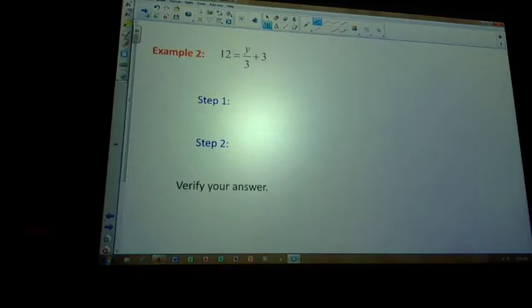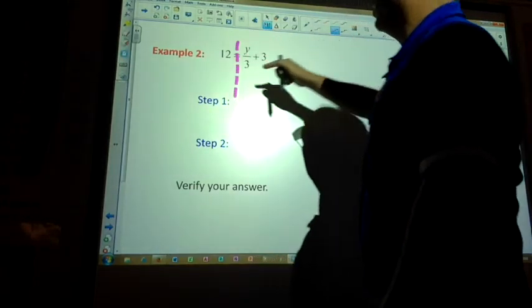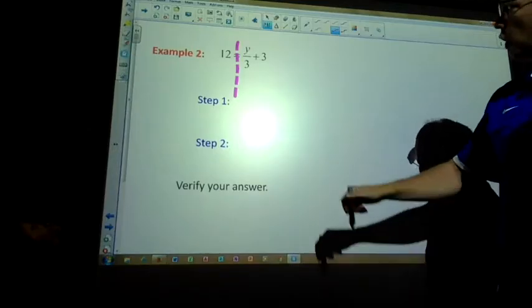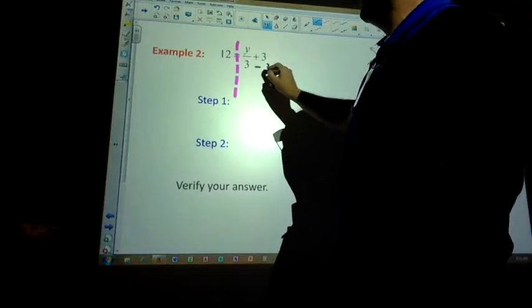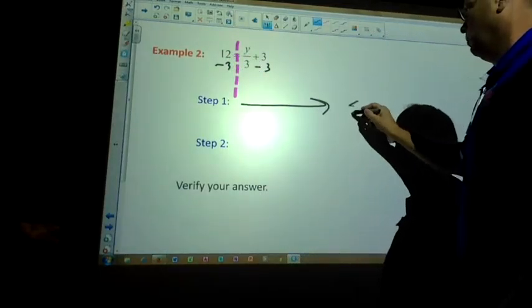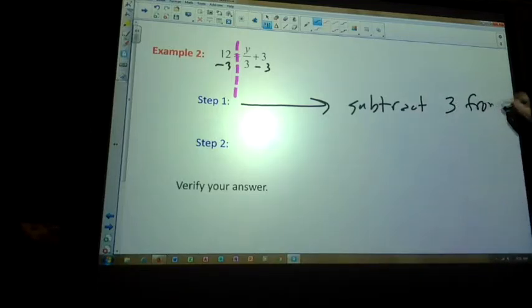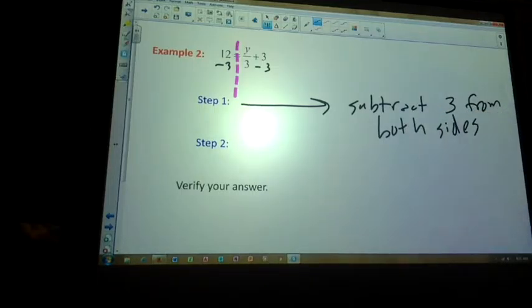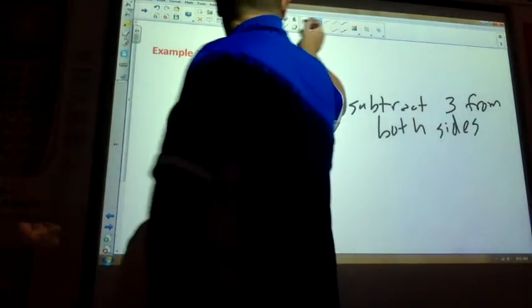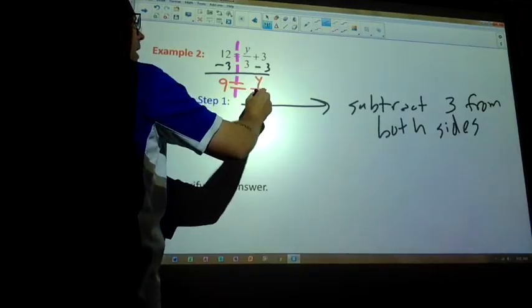Okay. Example number 2. Let's see. Hang on. Let's do this and we'll fill it out. Okay. That's my equal sign. Is it okay that my variable's on the right side? Sure. Absolutely. Okay. What do you think my first step would be? So I'm going to go -3, and maybe we'll put this. We subtract 3 from both sides. Okay, so if I go ahead and do that, that's going to give me 9 equals y over 3.